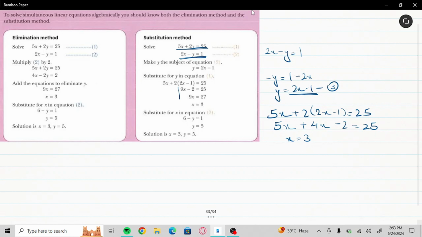Now we found that x = 3. And then obviously we can find the y value by inputting this x value into any equation. We could input it into equation 1, equation 2, or the equation 3 that we have found right now: y = 2x - 1. It's simpler. So y = 2 multiplied by 3 - 1, so 6 - 1 = 5. So that's how you use the substitution method.